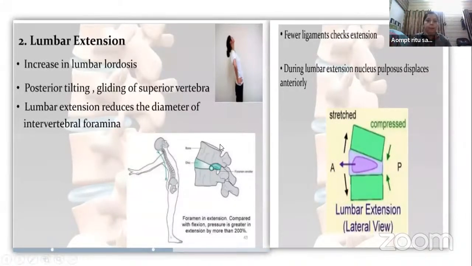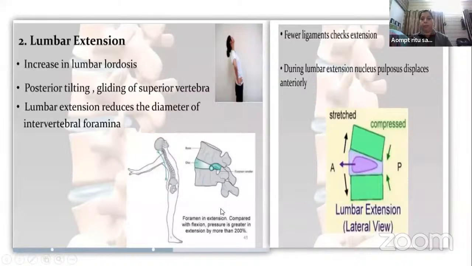And this is the lumbar extension. Just the opposite activity: there will be an increase in the lumbar lordosis. In lumbar extension, there is posterior tilting and gliding of the superior vertebra, and it will reduce the diameter of the intervertebral foramen. We can see it in this picture also, how it looks when the extension is going on. So this is the disc, this is the joints, the foramen in the extension position.